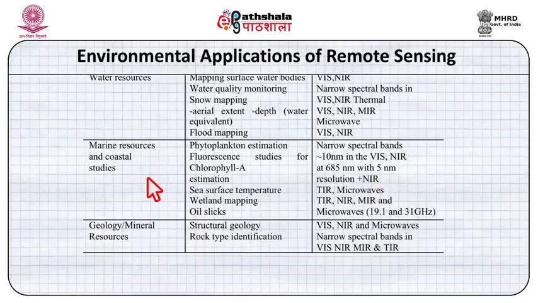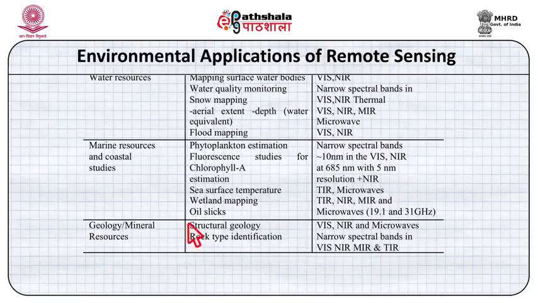There is another environmental application, that is marine resources and coastal studies. The applications could be phytoplankton estimation, fluorescence studies, chlorophyll estimation, sea surface temperature, wetland mapping, etc. For that we use narrow spectral bands of visible and near infrared. We also use thermal infrared, microwave and so on.